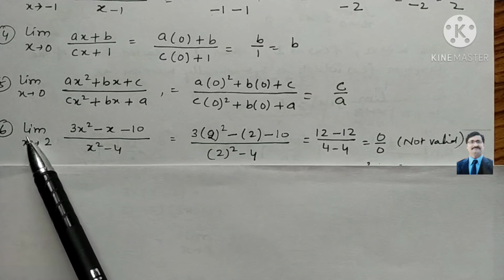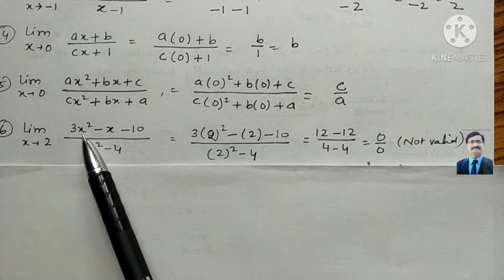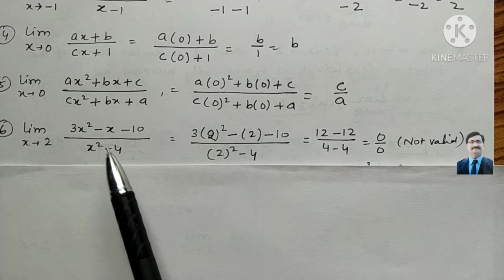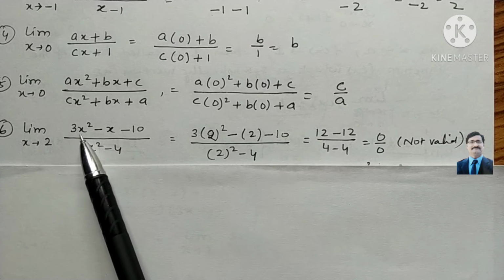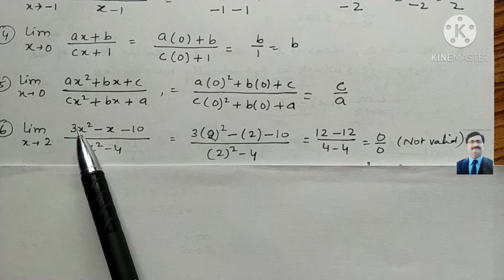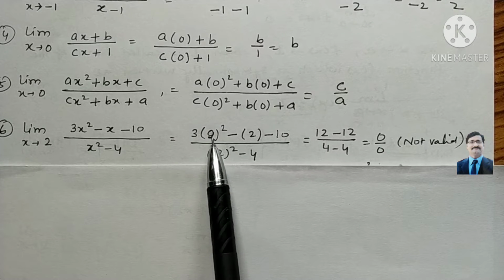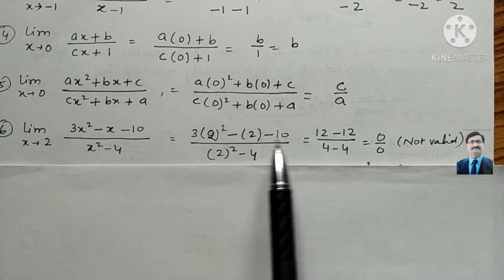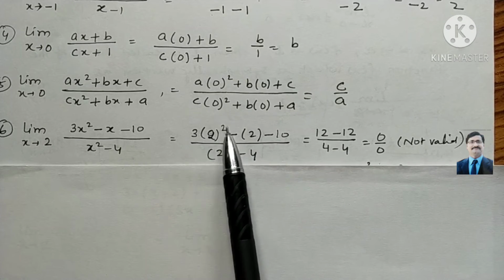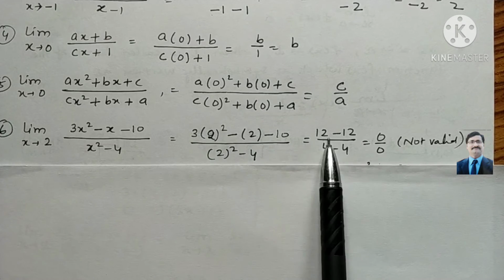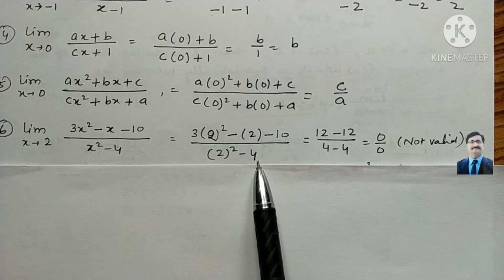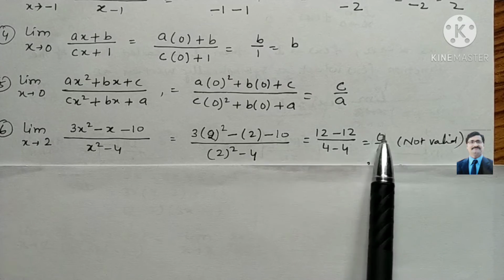Look here, we have the question limit as x tends to 2 of 3x square minus x minus 10 upon x square minus 4. Now in place of x we have to put 2. So we get 3 into 2 square minus 2 minus 10 upon 2 square minus 4. Now we solve. 2 square is 4, 4 threes are 12, and this minus 2 and minus 10 is minus 12. In the denominator 2 square is 4, 4 minus 4. Look here, we get 0 by 0.